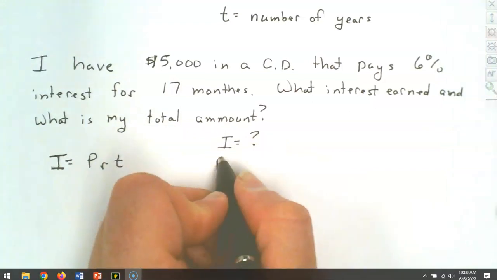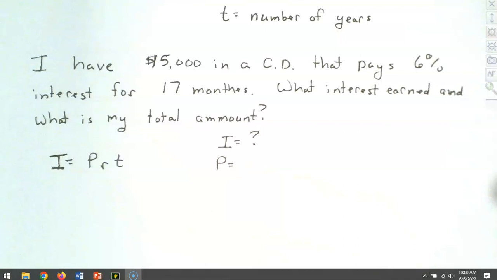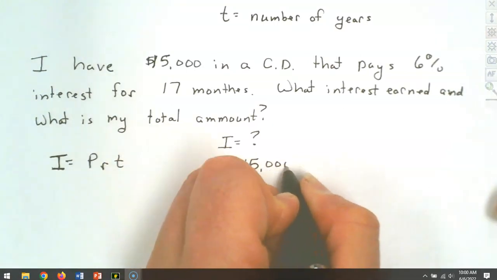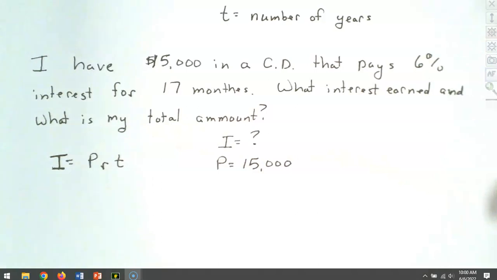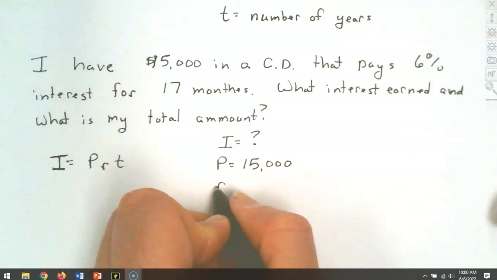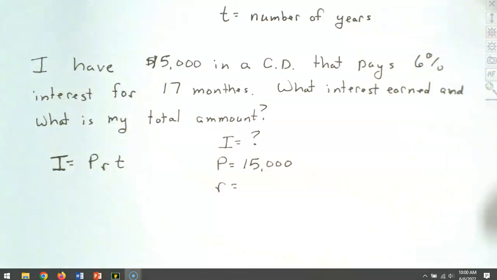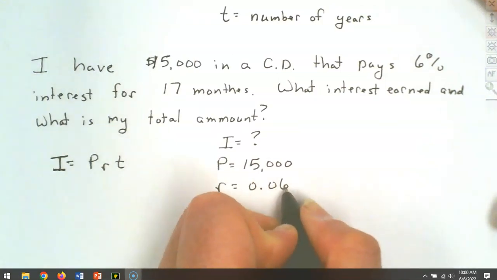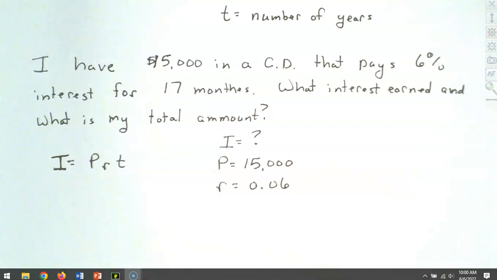Now, the principal is how much money I have to begin with. So I'm going to put $15,000 in that CD. So that's going to be my principal. Then we've got our interest rate. Now, do not leave it as 6%. As a decimal, your interest rate would be 0.06. You move it 2 places over to convert that percentage to a decimal.